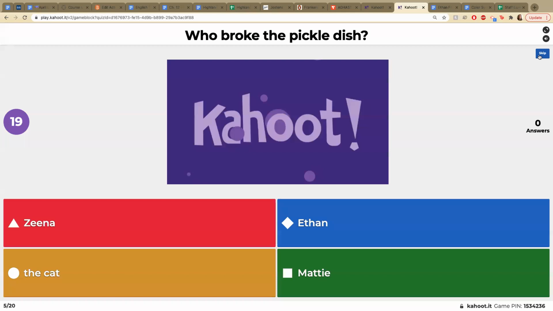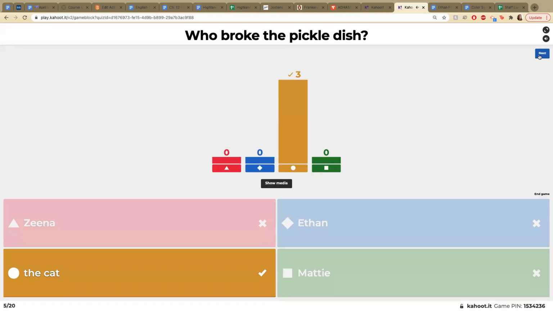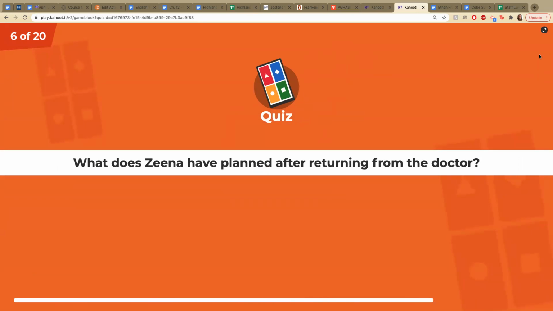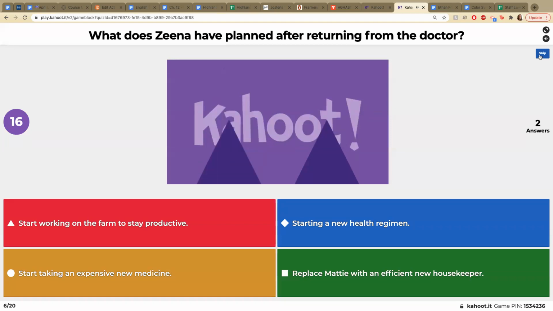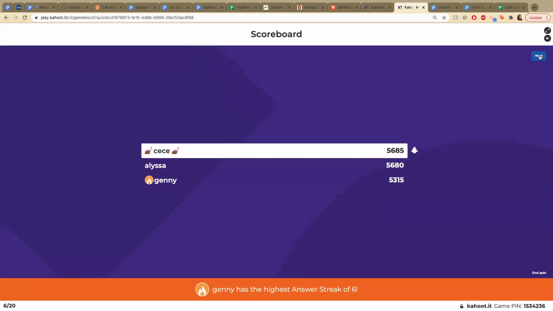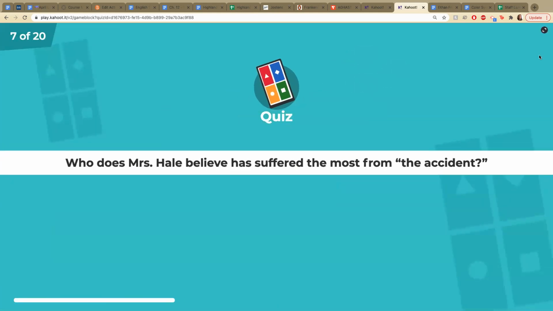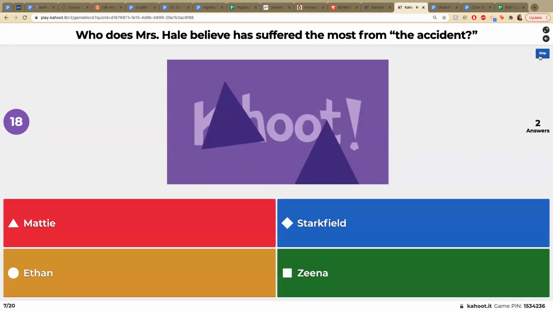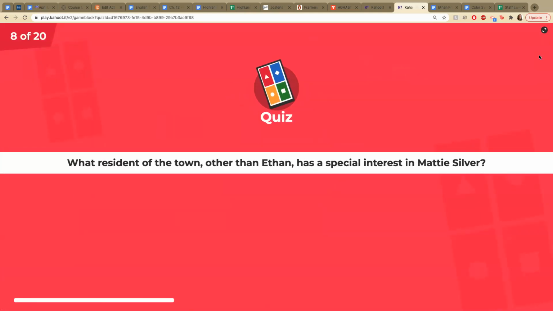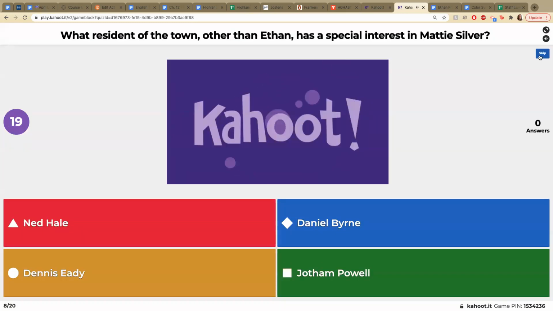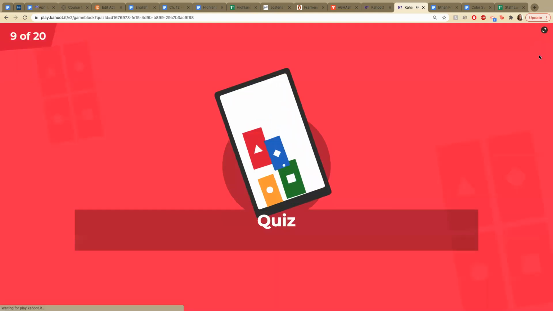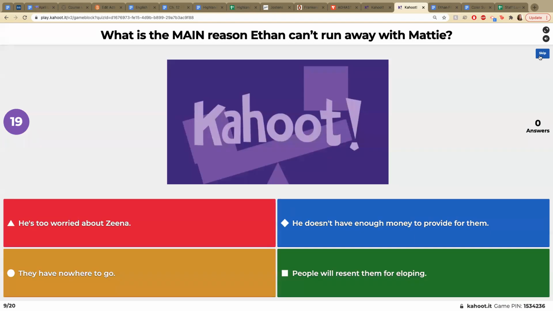Who broke the pickle dish? What does Zeena have planned after returning from the doctor? Yes, y'all are all at 100%. 5 points away from each other. Look at that. Who does Mrs. Hale believe has suffered the most from the accident? What resident of the town other than Ethan has a special interest in Mattie? Dennis. Nice. What is the main reason Ethan can't run away with Mattie?